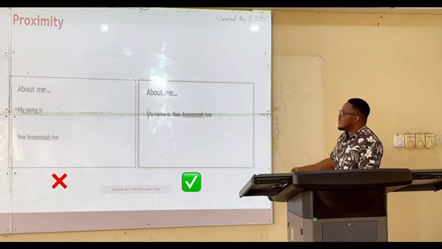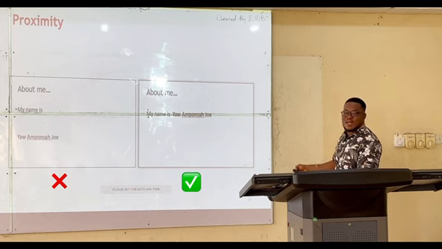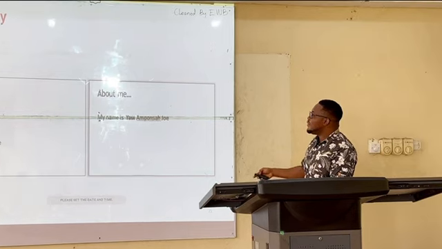Proximity, look at this. About me, my name is, and then you leave all that space. You don't do this in presentations, okay? You want to keep them closer. That's what proximity means.